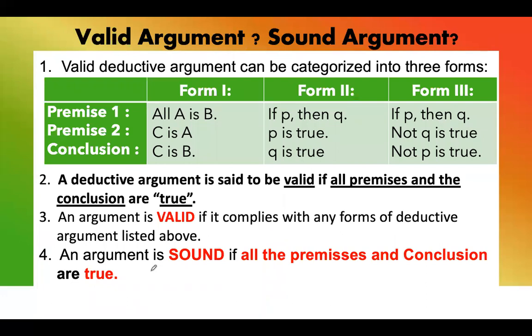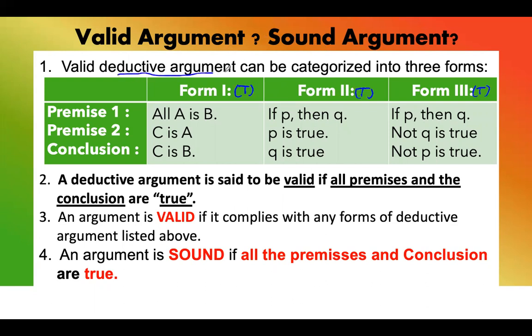Okay, now argument. There are 3 types of argument. I don't like you to use form 1, form 2, form 3. Here we use type 1, type 2, and type 3. I don't know why the new syllabus uses form 1, form 2, form 3. Form 1 learns all A is B, C is A, C is B. Form 2 learns if P then Q, P is true, Q is true. Form 3 learns if P then Q, not Q is true, not P is true. But actually, these are the 3 types of argument.